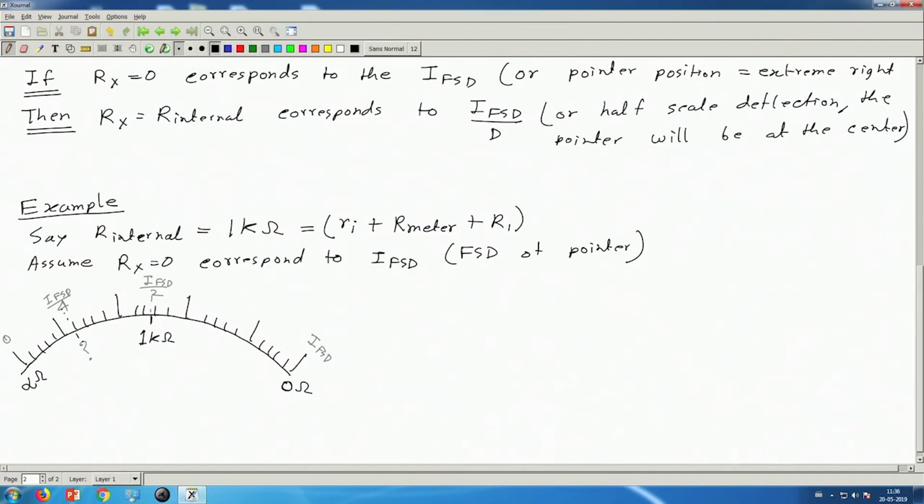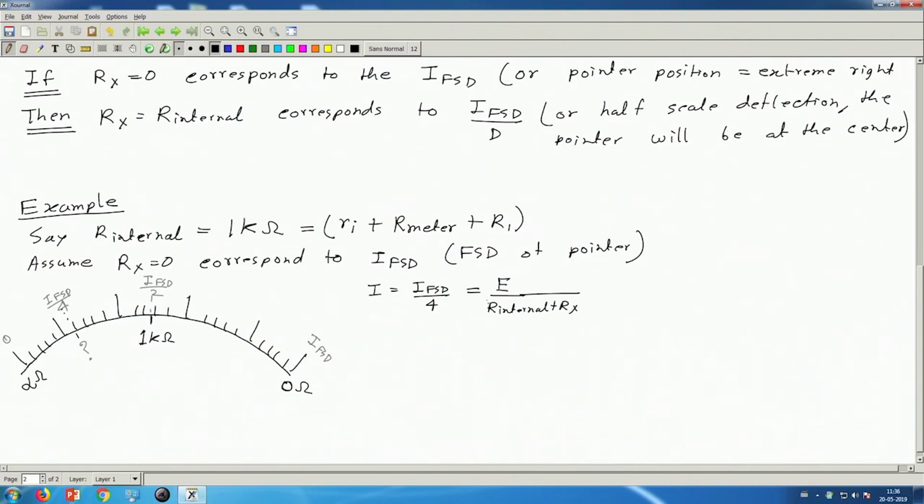So, if the pointer is here, then the current that is flowing is equal to IFSD by 4. And this current is nothing but E divided by R internal plus Rx.